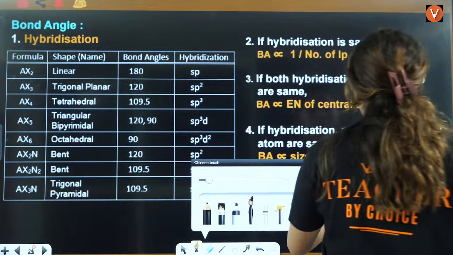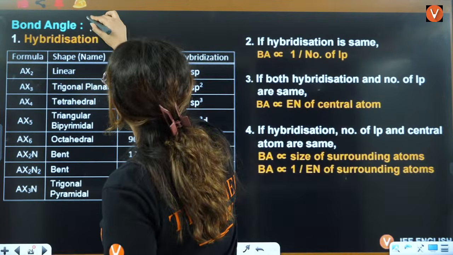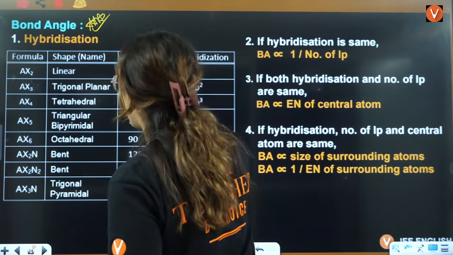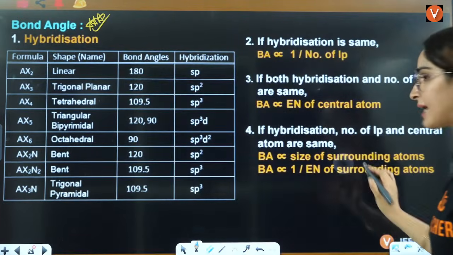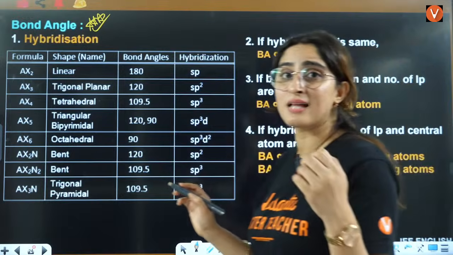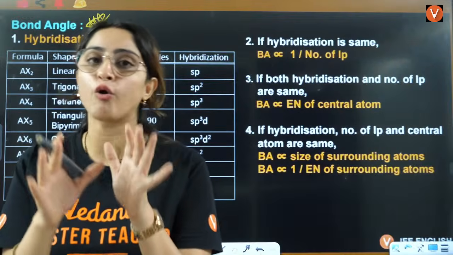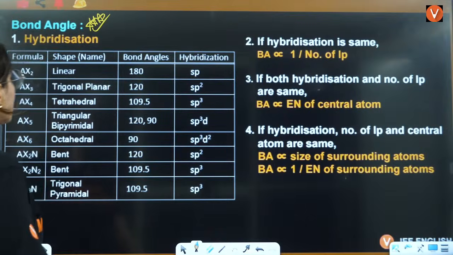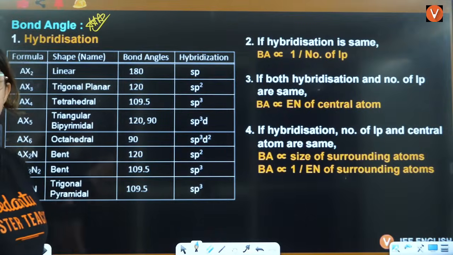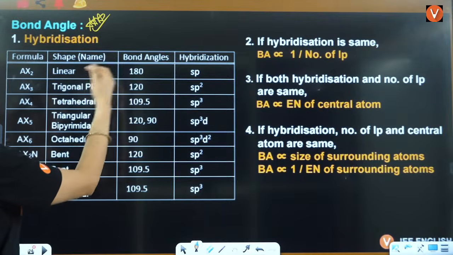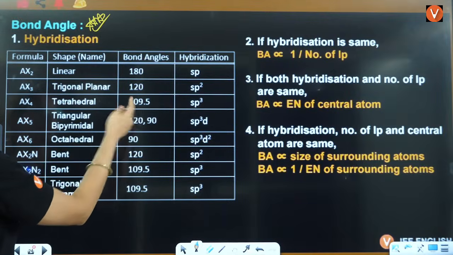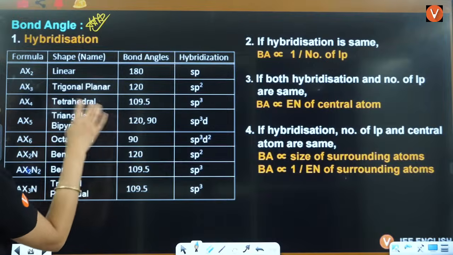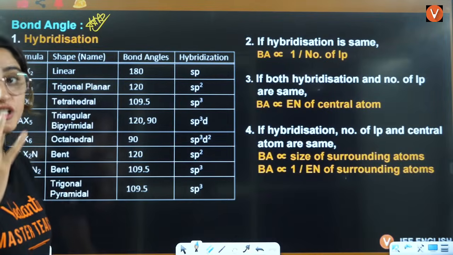Now let's talk about bond angle, which is very important. Let's see how to calculate bond angle. You will see a lot of questions that are based on bond angle. One by one we'll do that. Firstly, if the hybridization is different, we know that linear has 180, then 120, then 109, then it depends upon which bond you're talking about.